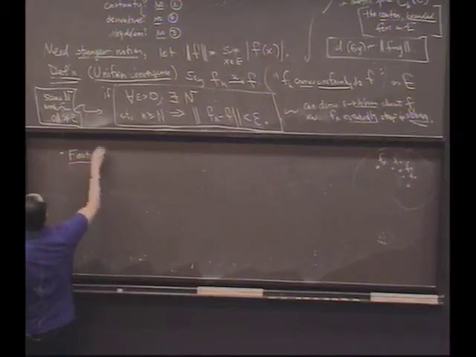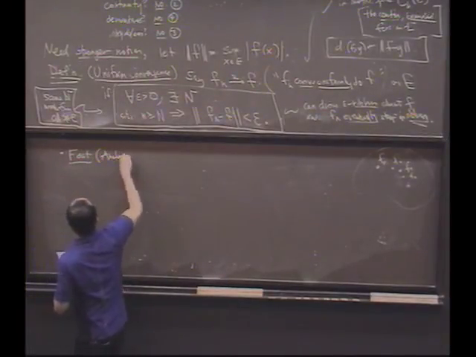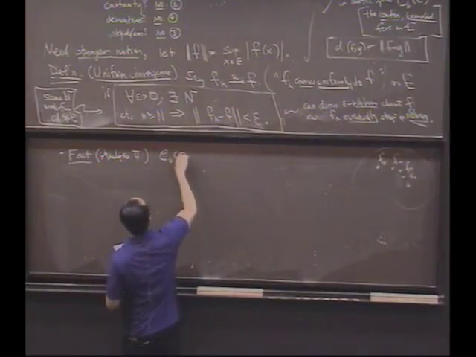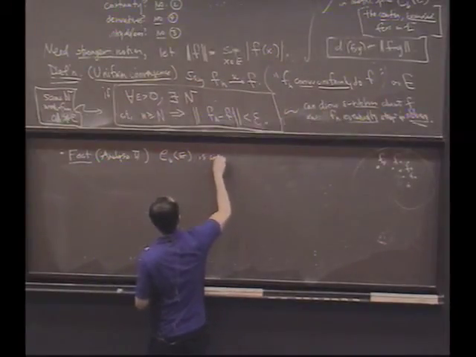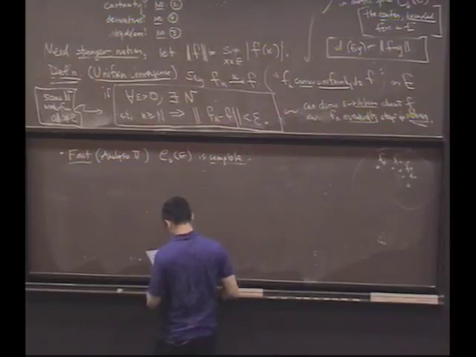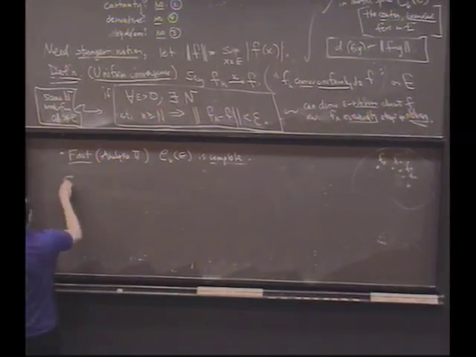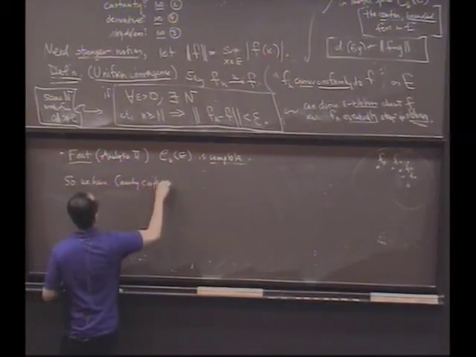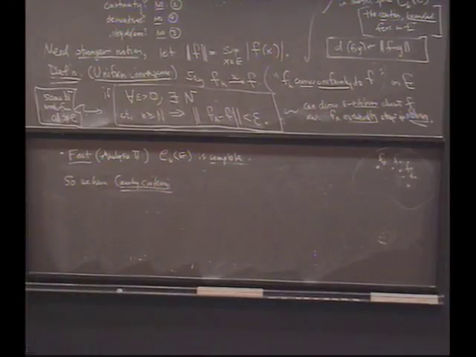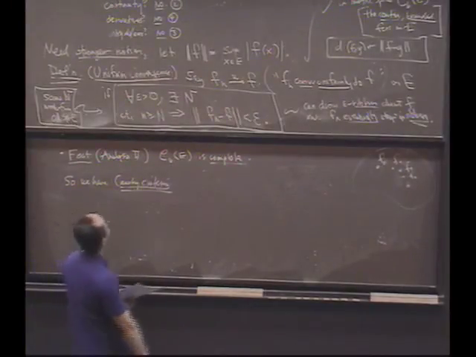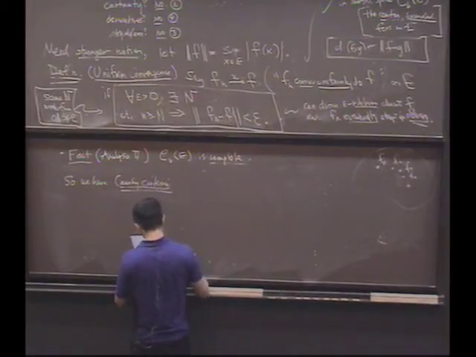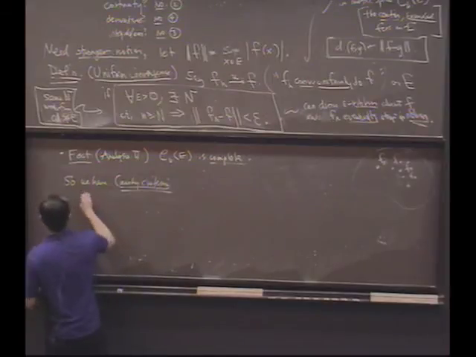And here's a big fact from analysis 2, which you'll prove in analysis 2. This space of functions, CB of E, is complete. Very nice. So, in fact, we have a Cauchy criterion, which will allow us to say, without knowing what the limit is, whether a limit exists, if the functions form a Cauchy sequence. So the Cauchy criterion, here's the theorem.